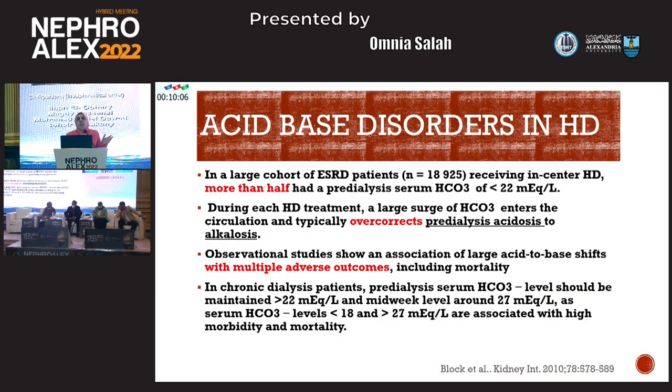Let's move to acid-base disorders in hemodialysis patients. In a large cohort of ESRD patients, they found that half of these patients are not meeting the targets. Their pre-dialysis bicarb is less than 22, so they suffer from pre-dialysis acidosis. Also, during the hemodialysis treatment itself, when there is a large surge of bicarb entering the circulation, it overcorrects this acidosis into overshooting alkalosis. These large acid-base shifts have a deleterious effect on the mortality of these patients and cause multiple adverse outcomes. So we usually recommend that in dialysis patients, the pre-dialysis bicarb should be maintained at more than 22, and the midweek level around 27, because levels less than 18 and more than 27 are associated with high morbidity and mortality.